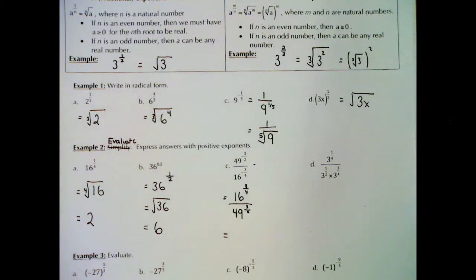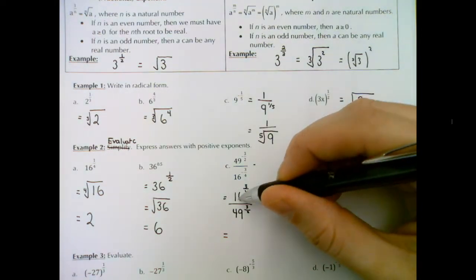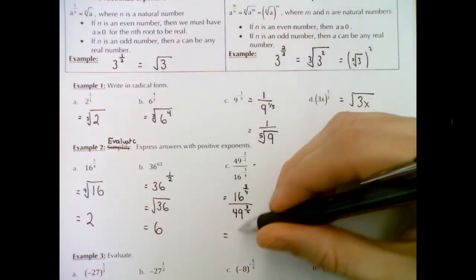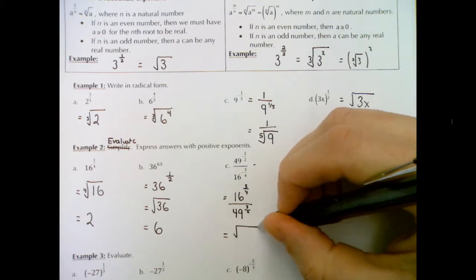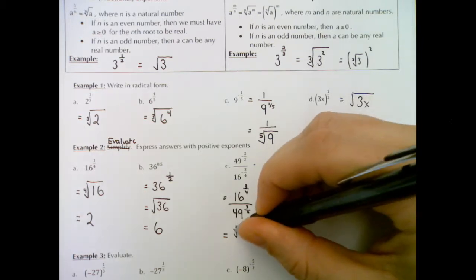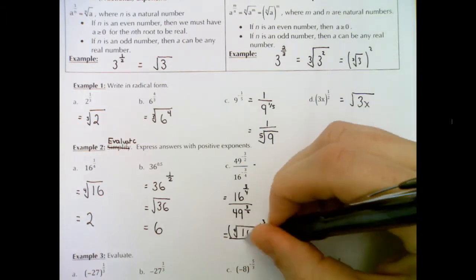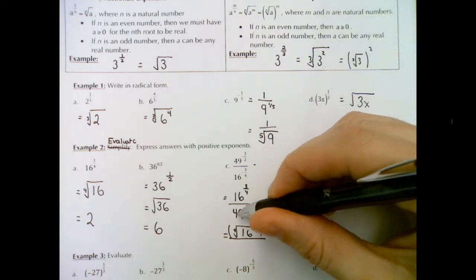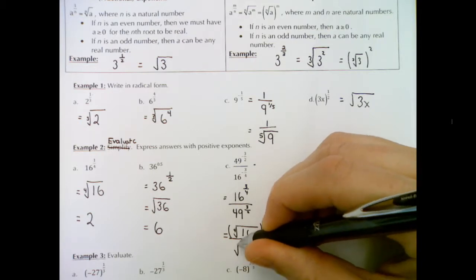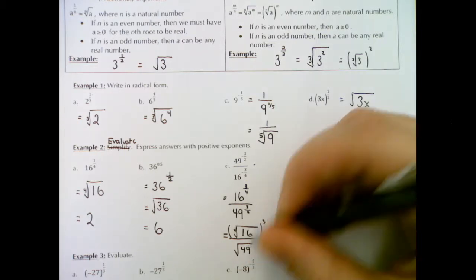And now we can use our roots. We're going to take the 4th root of 16, raise it to the exponent 3. 4th root 16, I'm going to put the whole thing in brackets, raise it to the exponent 3, divided by the square root of 49 to the exponent 3.